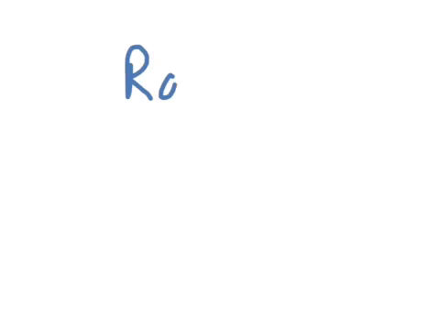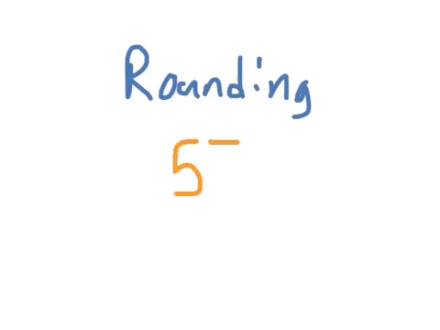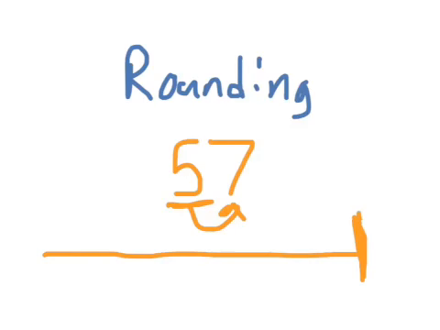When we talk about rounding in our class, we talk about it in two different ways. The first way that we look at rounding is from a number line perspective. So if I had a number like 57 and I was rounding to the nearest 10, I would want to put it on a number line and see what it is closest to.